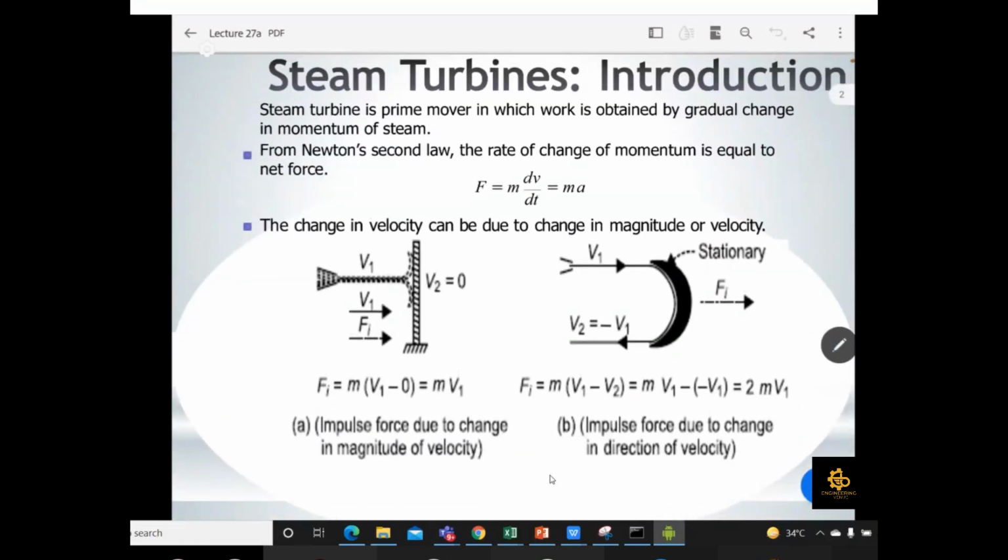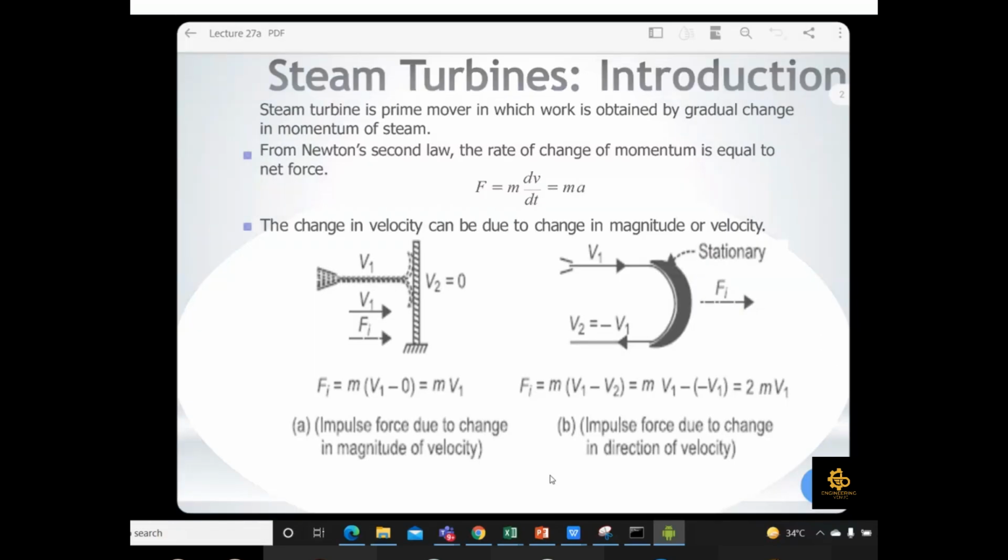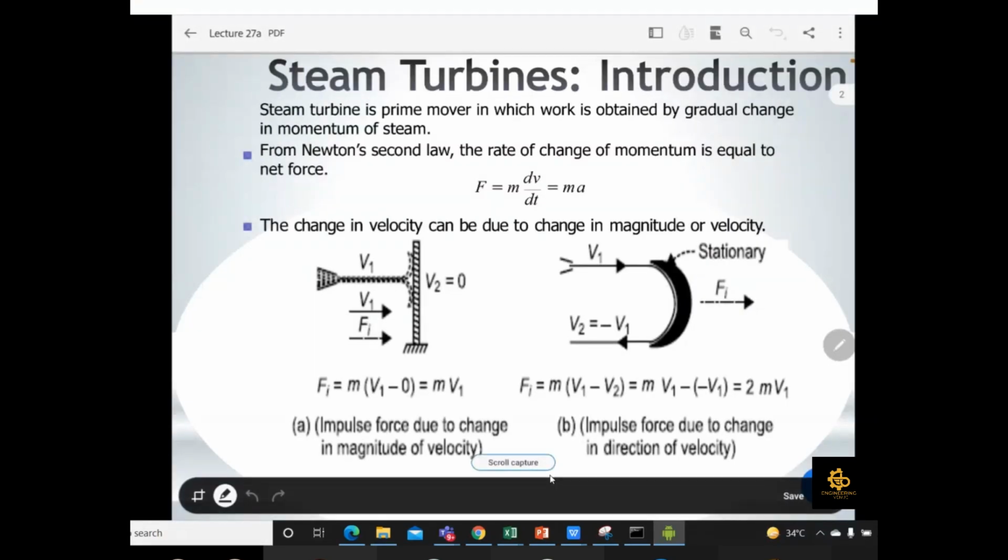Okay, the main component of steam power plants is the steam turbine, because that is the main unit where you convert, or supply, some sort of motion to your other machine, which will be converted into useful work. The first important point is that a steam turbine is a prime mover in which work is obtained by the gradual change in momentum of steam. So what is the meaning of prime mover in this statement?